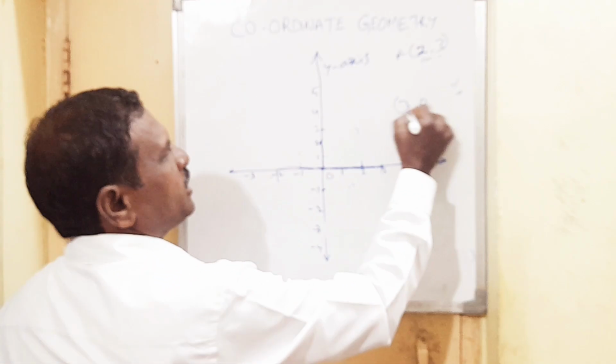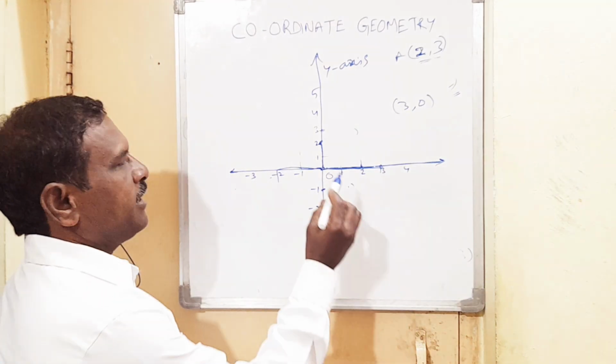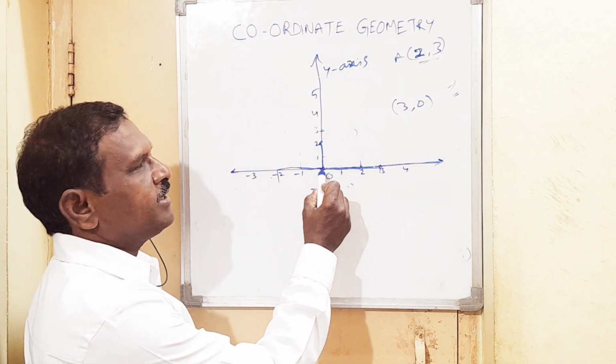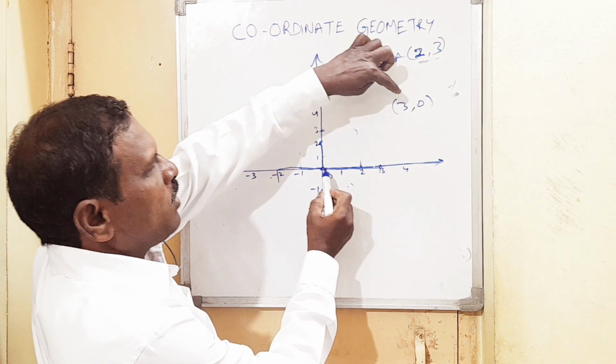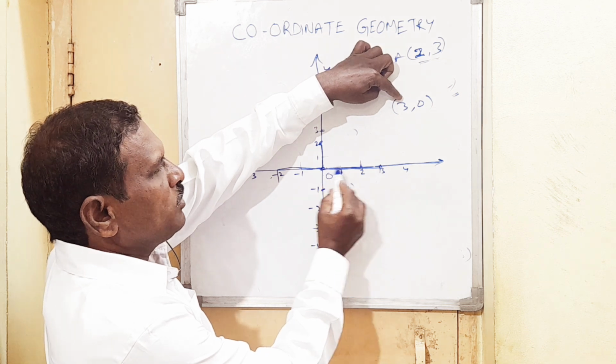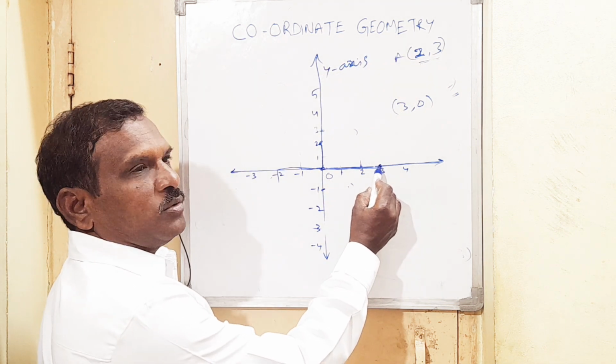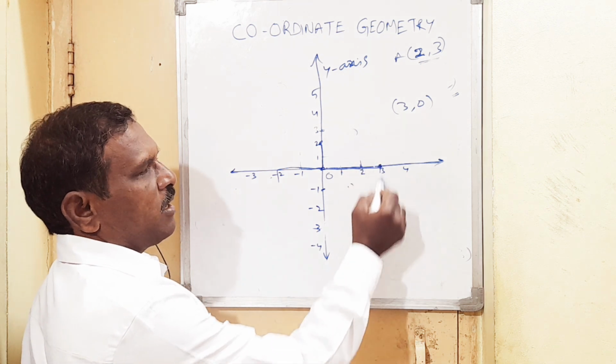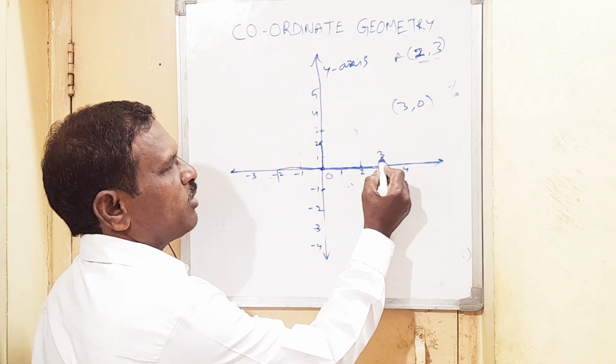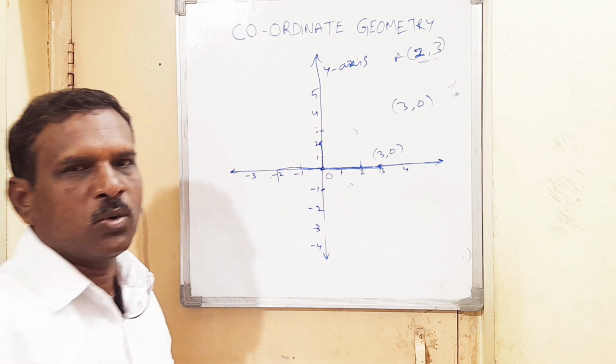3 comma 0. Let us plot this point. As usual, we start from the origin. From there, as the x coordinate is plus 3, we should move 3 units to the right. After that, the y coordinate is 0, so we should not move either up or down. We stay there only. This point is 3 comma 0.